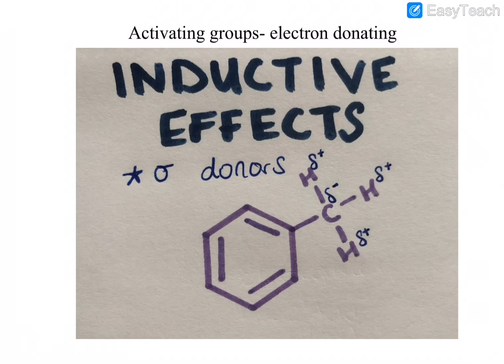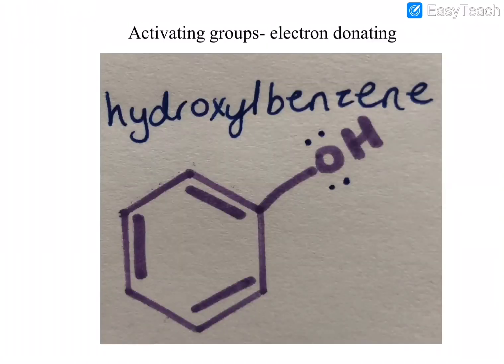This means it's able to pull the electrons from the hydrogen atoms towards itself, and therefore makes it easier to contribute the electrons to the benzene ring. The methyl group is considered a sigma donor because the single bond is where the electrons can be contributed. The next molecule we will look at is hydroxybenzene to see how these lone pairs of the hydroxyl group can also contribute to the ring and make it an activator.